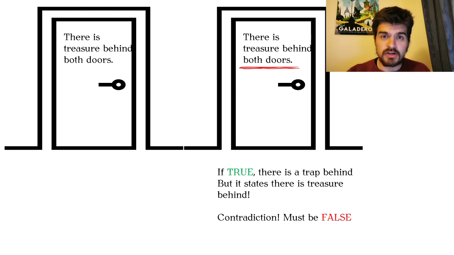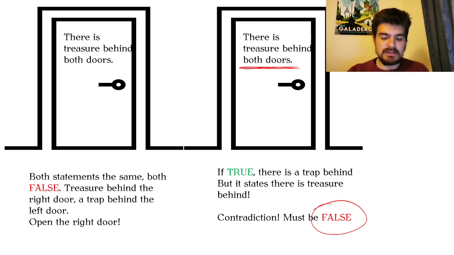This doesn't work, because the statement says there's a treasure behind it, but if the statement is true, there must be a trap behind it, because this is what the guide said, right? So we know from the contradiction that the statement on the door must be false. And because it's false, the other one is also false. Both statements are false because they are the same, right?